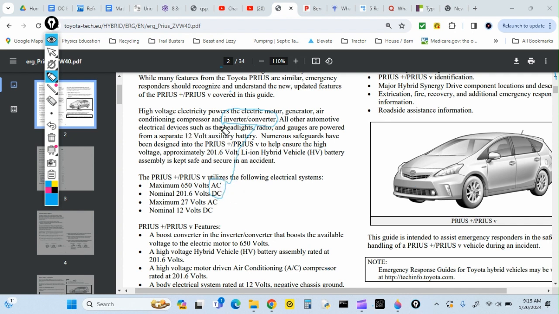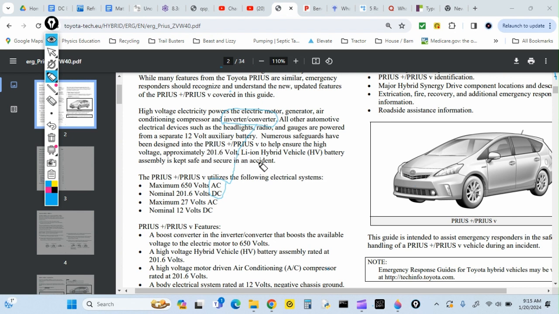Now let's see, why do they have to use so many different voltages? What's the deal here? All other automotive electrical devices, such as the headlights, radio, and gauges, are powered by the 12-volt auxiliary battery. So that's just a regular 12-volt battery, like an automotive battery, and that drives the headlights and the radio, just like electronics running on 12 volts. That sounds pretty likely. 12-volt laptop electronics, those kinds of things.